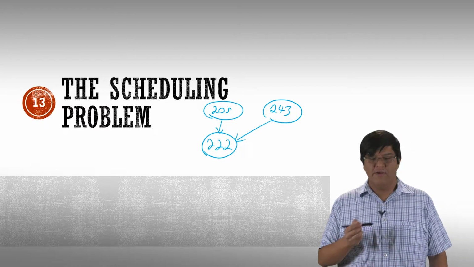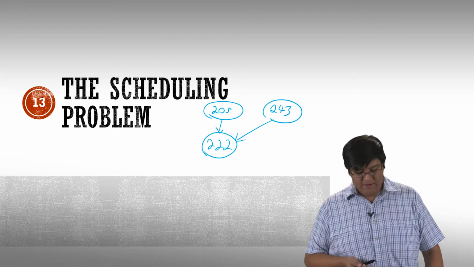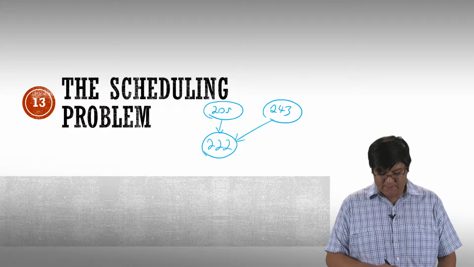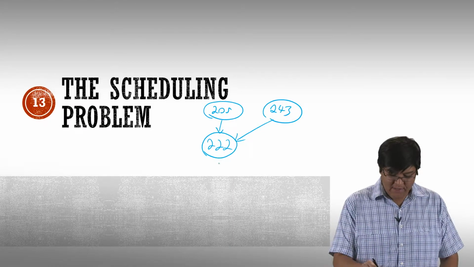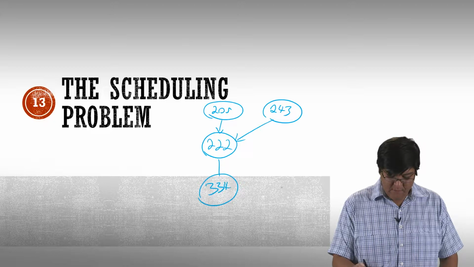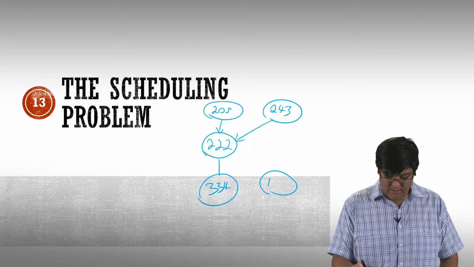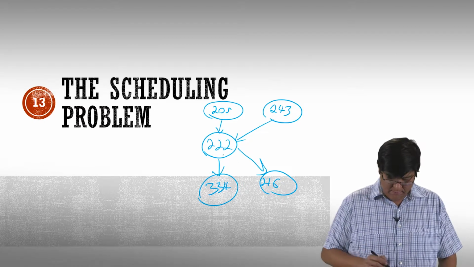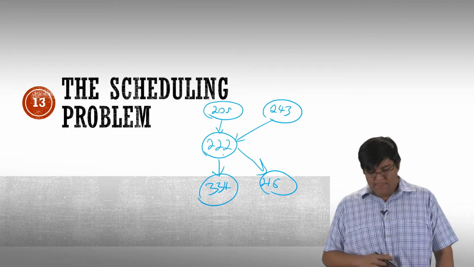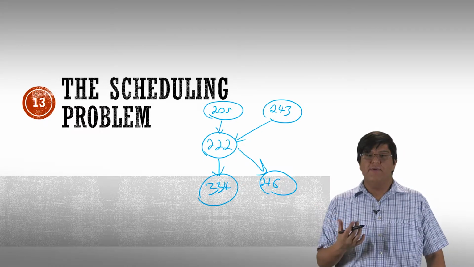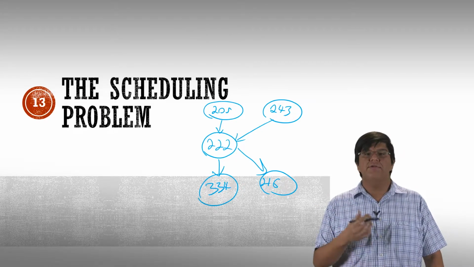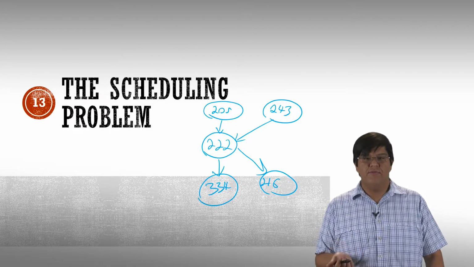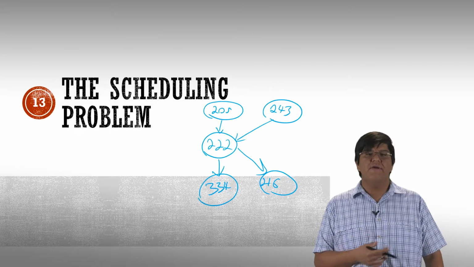So notice I'm drawing a directed graph out. And 222 is a prerequisite for other stuff. So I'm just going to assume it's a prerequisite, not a co-requisite. Stuff that may go after 222 is, for example, 334 or 216. This is a graph of our dependencies, right? So basically showing what depends on something else, right? In order to do 222, you have to have 205 and 243. In order to do 334, you have to have 222.